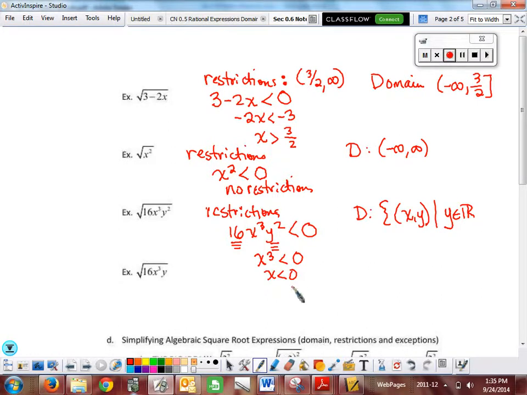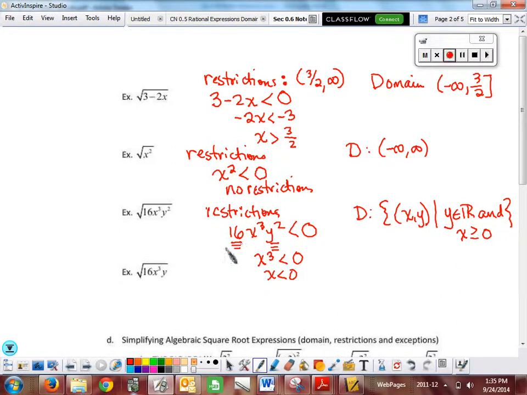What's the opposite of being less than 0? More than or equal to 0. So we would say x has to be greater than or equal to 0. So you have to do your quote-unquote domain. What am I allowed to plug in? By doing set builder, because you got to tell me what's the y, what's the x.